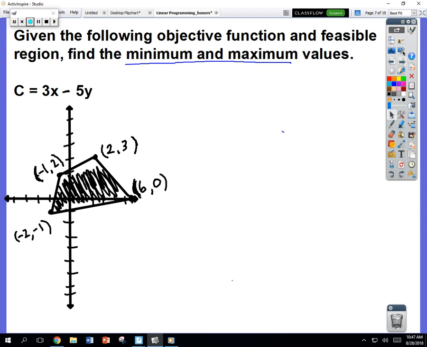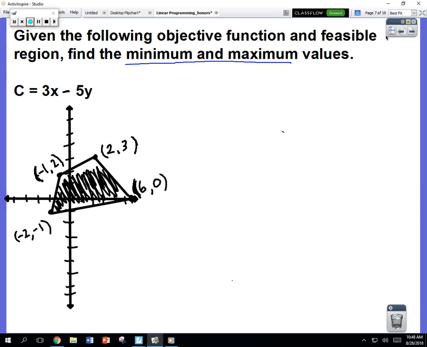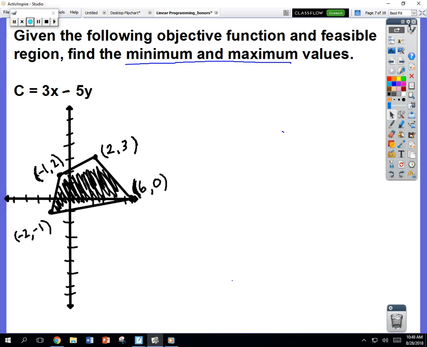So to figure out what the minimum and maximum value of this feasible region is, you have to first know what all the vertices are. Okay, and then we're going to determine which one of these is a minimum and which one of these is a maximum. So you're going to have to use your objective function. So here's my objective function. And in that objective function, again, I need to figure out which one of these vertices, this one, this one, this one, or this one, is my minimum and which one is my maximum.